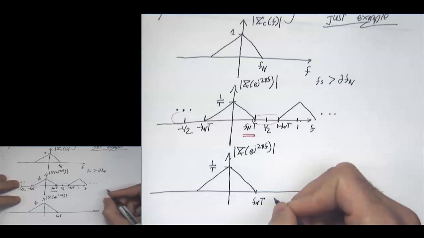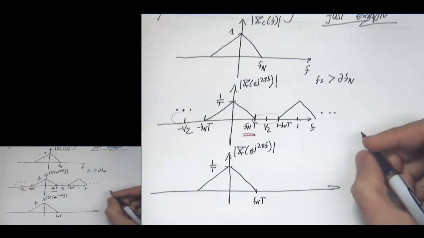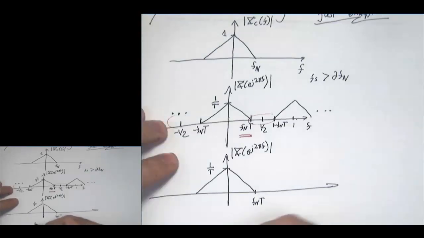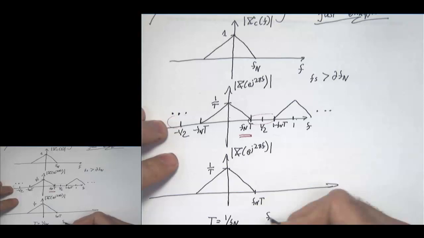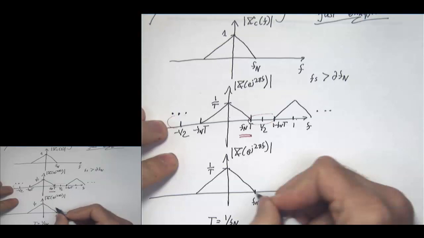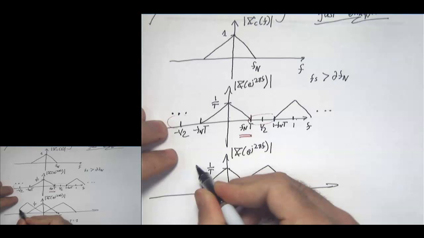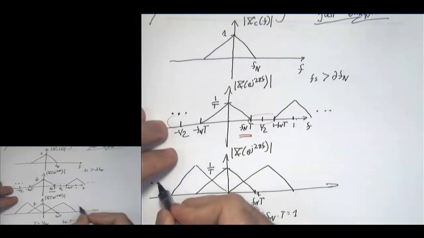For example, let's see, we need an example to start with here. Suppose that we take T equal to 1 over f_N instead of 1 over 2 f_N, then f_N times T would be equal to 1. So then we'd end up with something that looks like this here. This is kind of an extreme case, but when you add all these up, this would actually end up being a flat line.